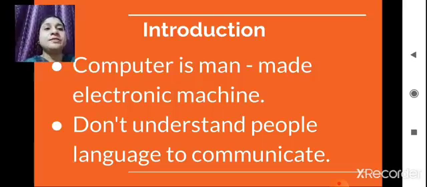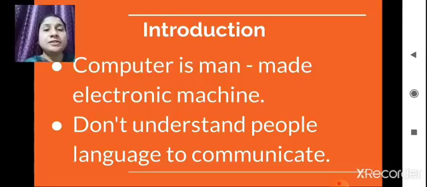Computer is a man-made electronic machine. All of you know that computer is an electronic machine made by man. Why is it called an electronic machine? Because it works on electricity. But this computer does not understand the language people use to communicate with each other.